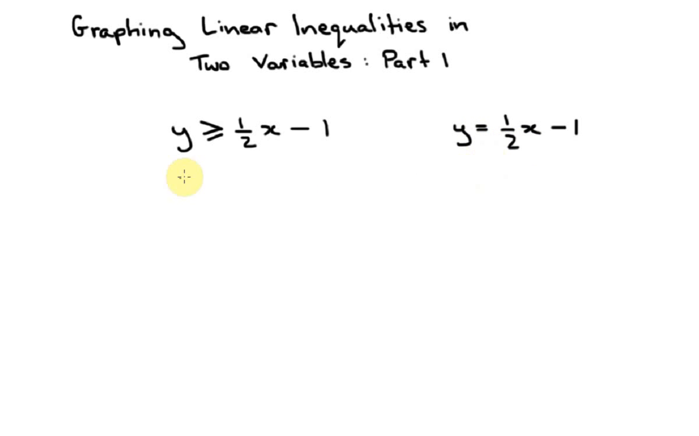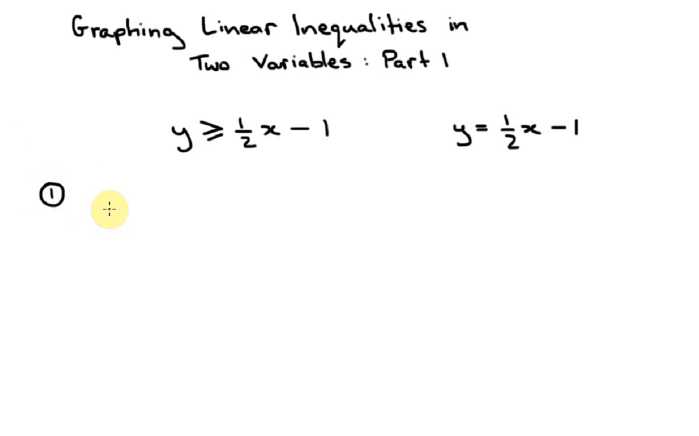So when we go to graph this, by the way, when it says in two variables, that's because there's an x and a y. So we've got two variables going here. And typically when we graph with two variables, that means we're going to be graphing on a grid where you have an x-axis and a y-axis. So this is a step-by-step approach.